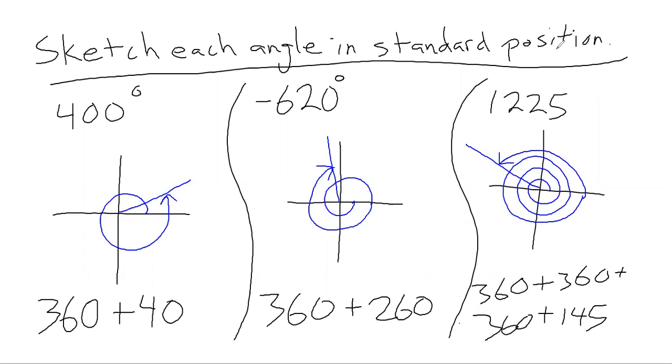So in order to graph these angles, we need to identify where the angle starts, which is at the 0 position. Is it positive or negative, to determine if it's going up or down first, and then determine how many revolutions I need based on how many groups of 360 I can form.